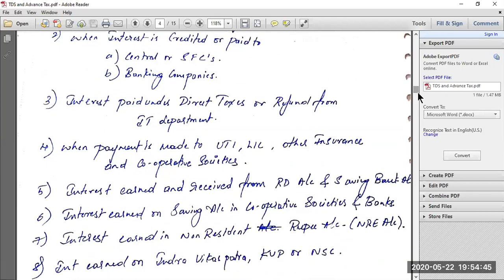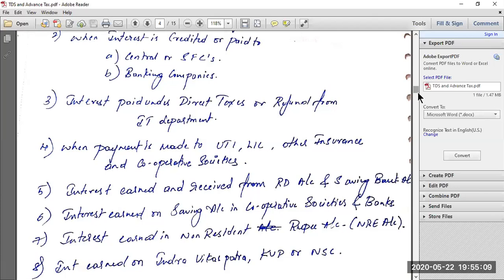Then again, on interest earned and received from a recurring deposit account and savings bank account, you will not be deducting any TDS. I told you before, on interest earned on term deposits or fixed deposits, TDS would be deducted. But whatever interest you receive or earn on recurring deposits and normal savings bank accounts, no TDS would be deducted on such interest income.